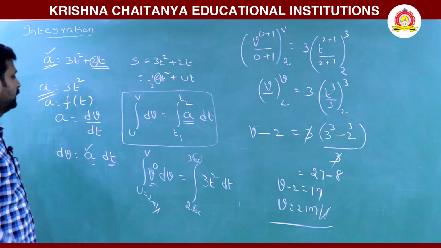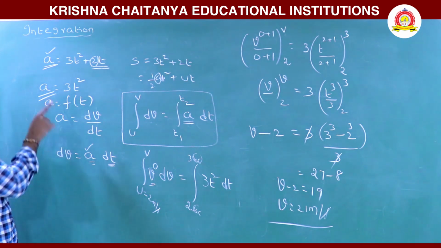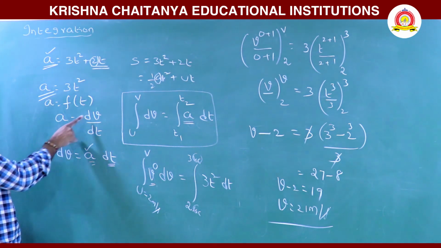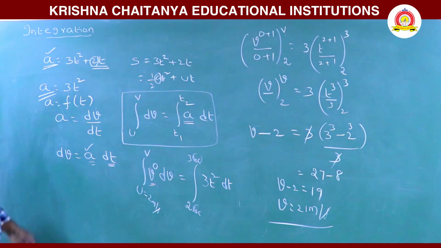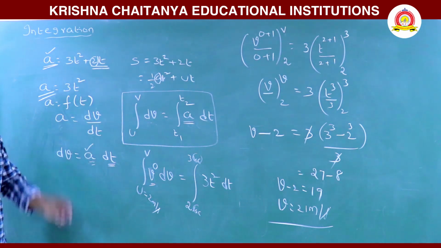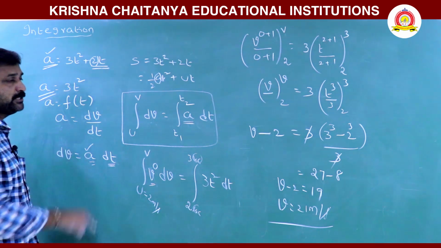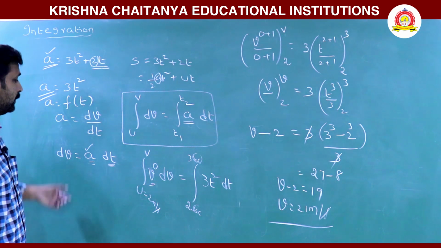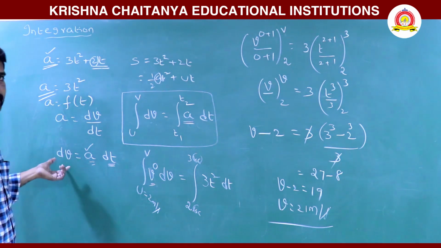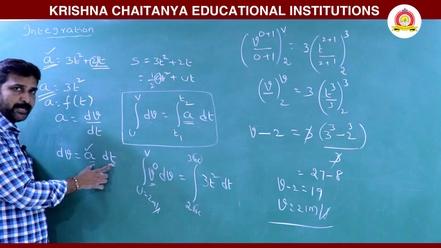So first of all, acceleration is a function of time. Acceleration is time dependent, which is dv by dt. So here dv can be written as a into dt. You are asked to find velocity when acceleration is time dependent. So how to find velocity? Velocity will be obtained as the product of acceleration and time.